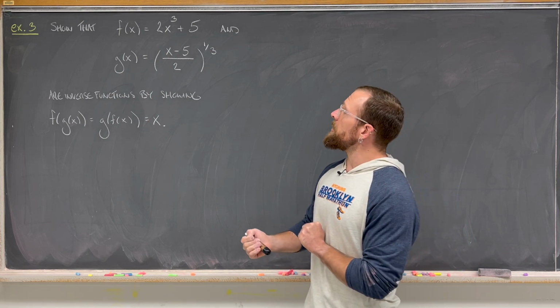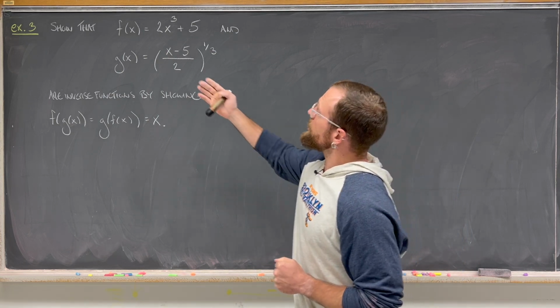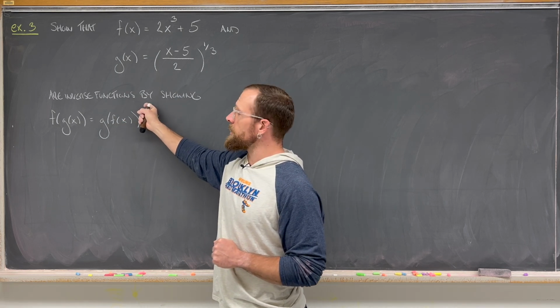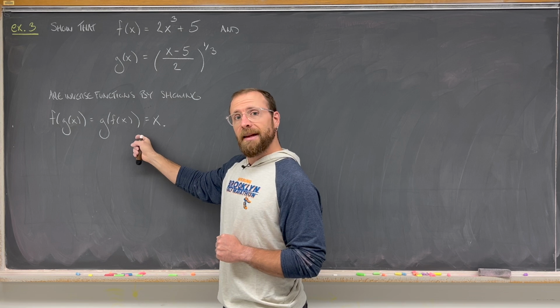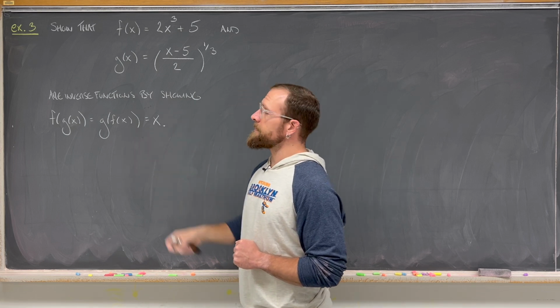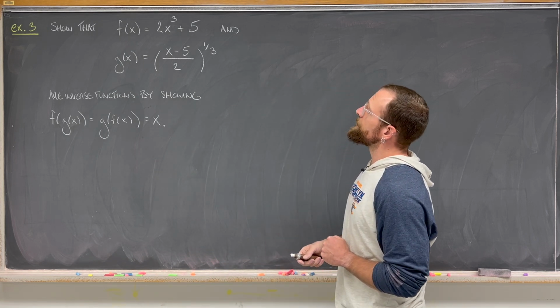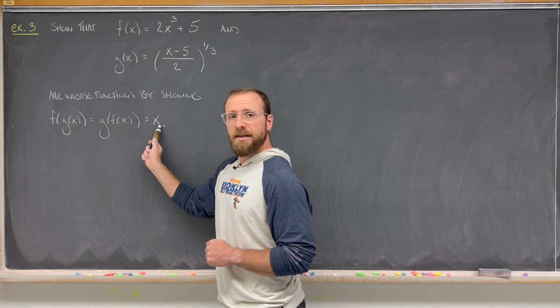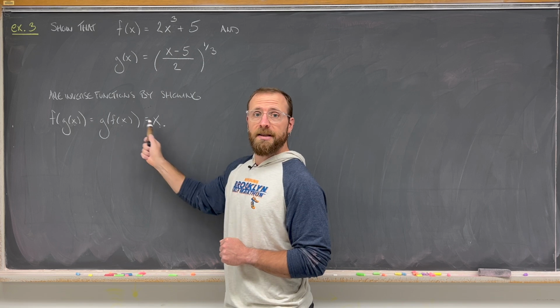Anyway, here's a function f and a function g. I want to show that they are inverse functions of each other by showing that they satisfy the cancellation properties, the cancellation equations. So I have two things to show. First, I want to show that f of g of x is x, and then I want to show that g of f of x is x.